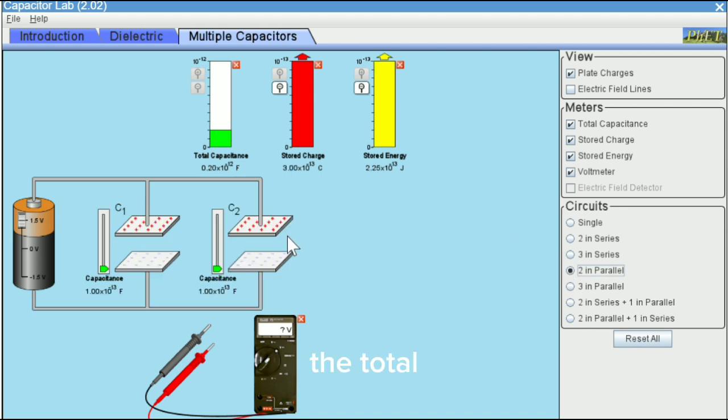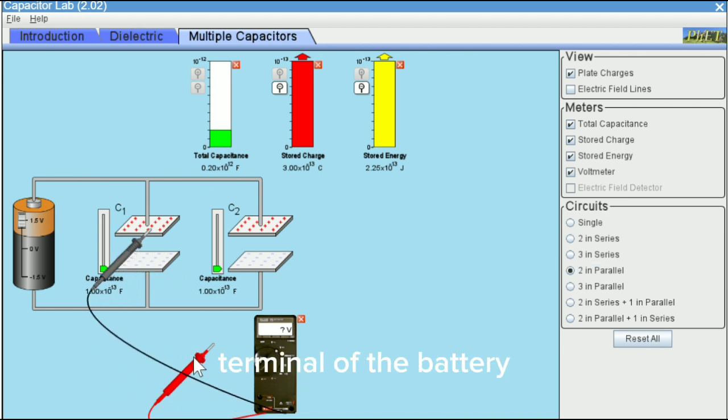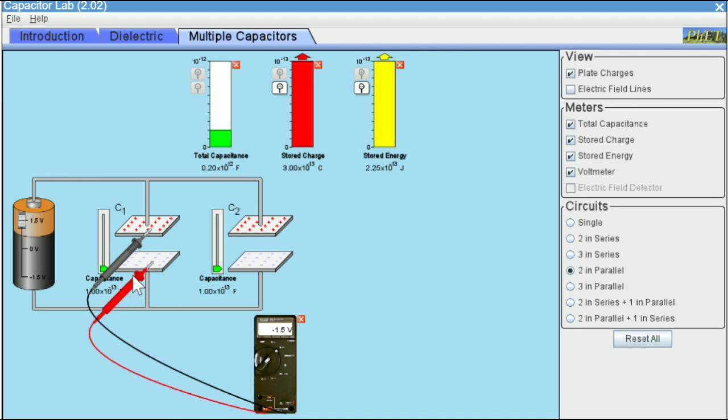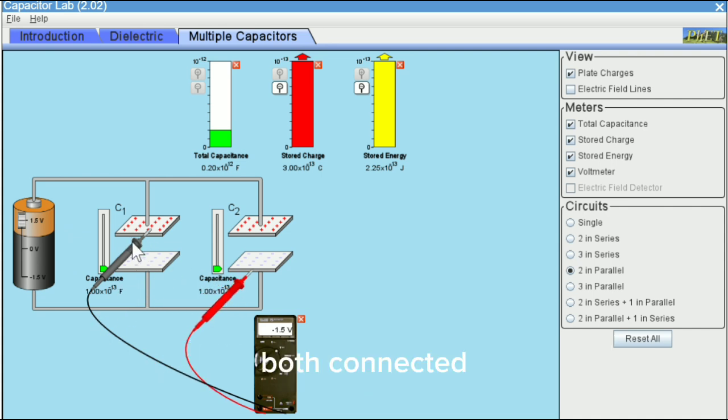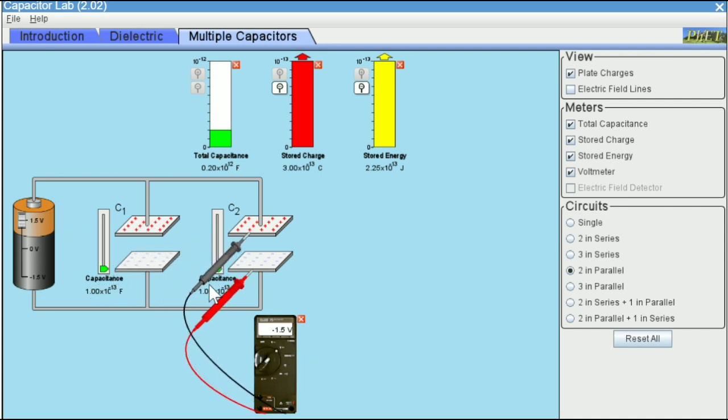As you can see, the total capacitance in parallel capacitors has increased compared to the single capacitor. In parallel, the potential differences are equal to each other because the left plates and upper plates of each capacitor are connected to the positive terminal of the battery by a conducting wire, so that the left plates are at the same potential. In the same way, the right plates and lower plates, both connected to the negative terminal of the battery, are at the same potential.